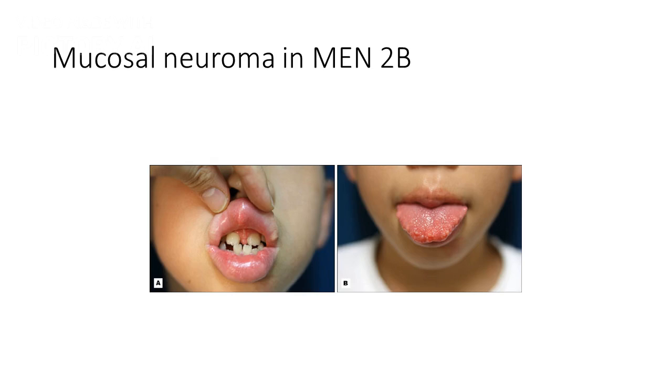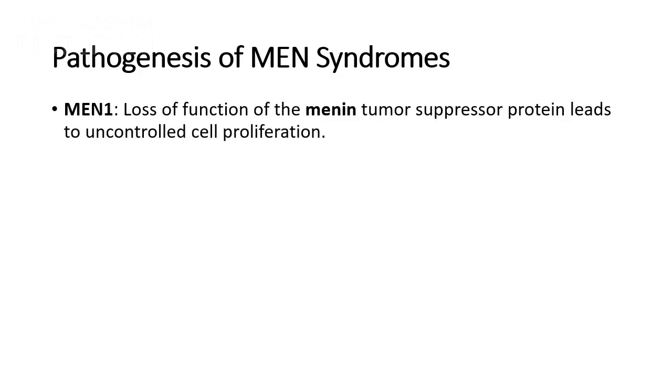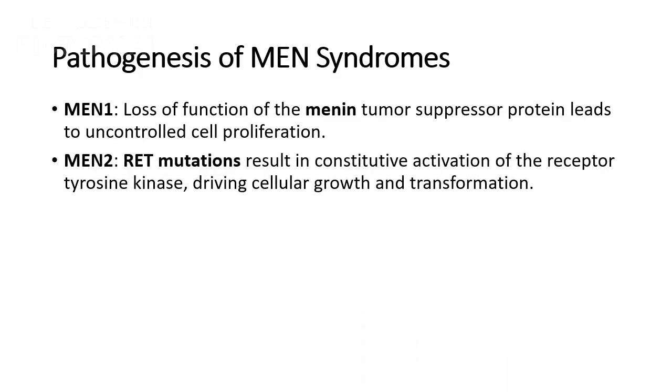The pathogenesis of MEN syndromes involves the loss of function of the menin tumor suppressor protein in MEN1, leading to uncontrolled cell proliferation, and RET mutations in MEN2, driving cellular growth and transformation. MEN1 is the most common and usually inherited from a parent. MEN2A affects approximately 95% of people with MEN2, while MEN2B is a rarer form. MEN4 is extremely rare and often caused by hyperparathyroidism.